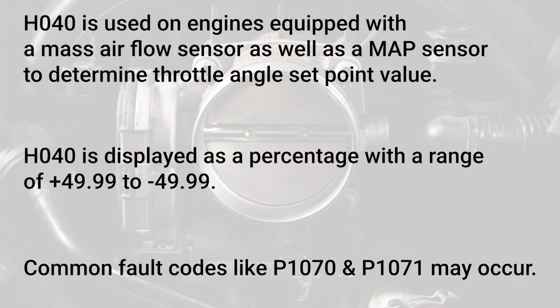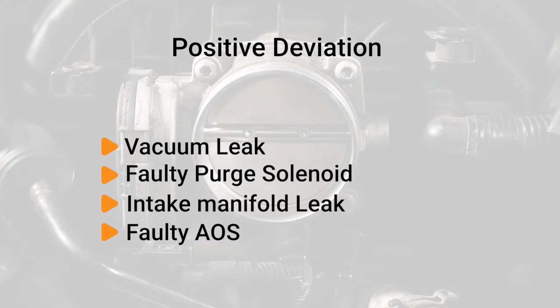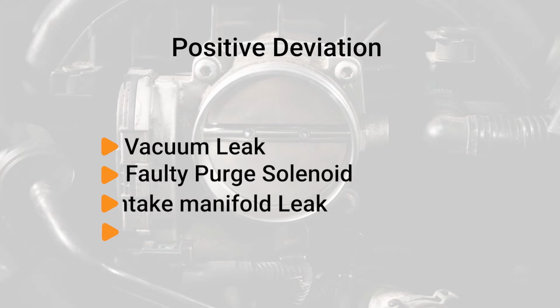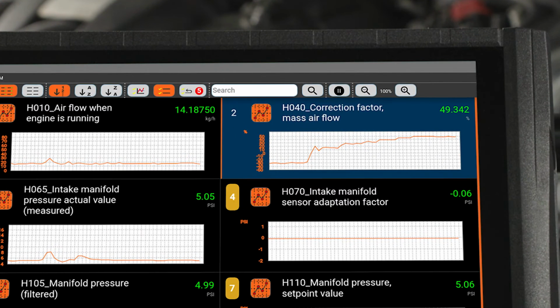Common fault codes like P1070 and P1071 may be stored. If you have a vacuum leak, for example, a faulty purge solenoid, leaking intake manifold, or a faulty crankcase breather valve, AOS, the deviation will be in the positive direction. This is because of additional air mass in the intake that did not pass through the throttle plate. The DME sees too much air for the current throttle angle.